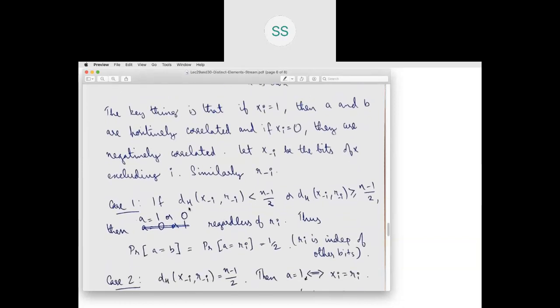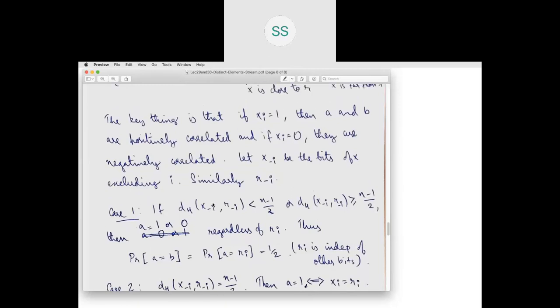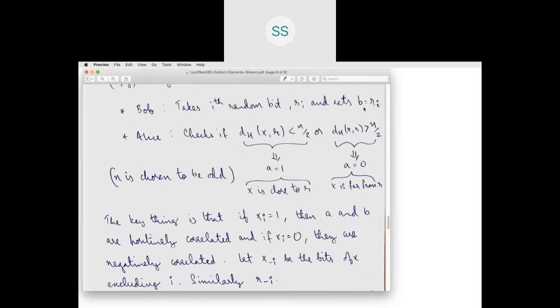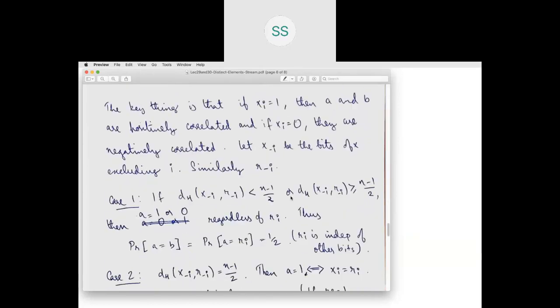Now let us look at the Hamming distance between them. Let's just recap once again. b is Bob's input, which is chosen to be ri. Alice's input is equal to 1 if the Hamming distance between x and r is low, and 0 if the Hamming distance is high. Now, x minus i is the bits of x excluding i, and similarly r minus i.